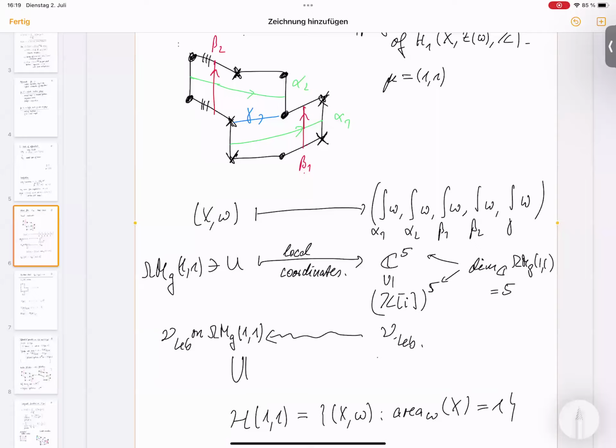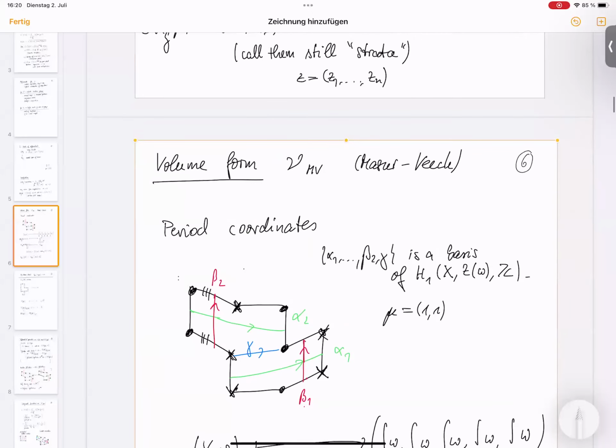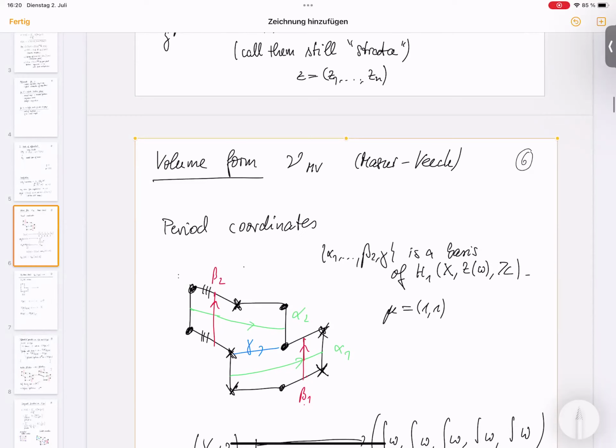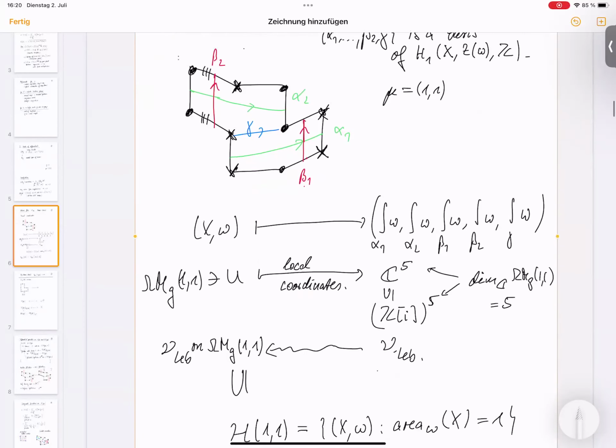And well, what do we really want? We want a finite volume form. Keep in mind that's the case for the modular surface as well, and all the L2 spaces: we want a finite volume form.